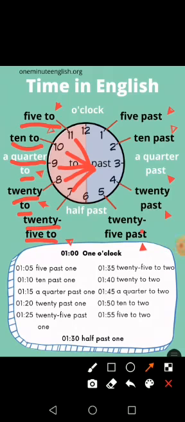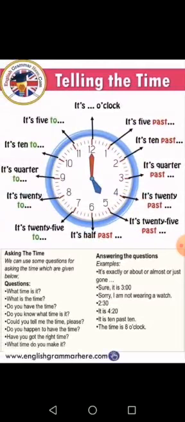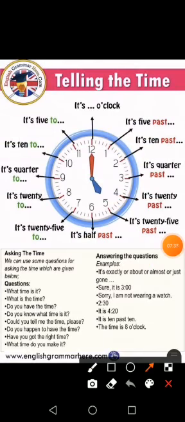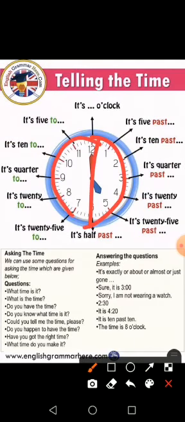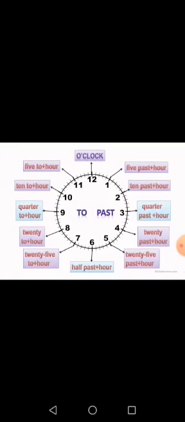So, again, look at this picture. If you want to tell the time, we use the word past in this part, and in this part we use the word to. Look here in red: past, past, past. But here we use the word to. Can you see in green? Can you notice that we use the same word?